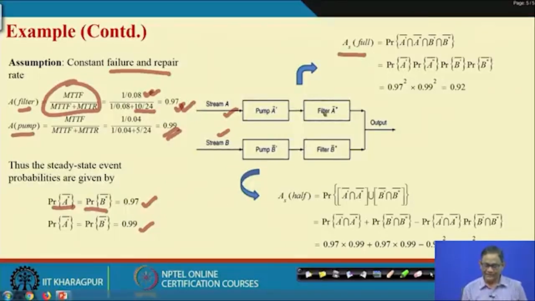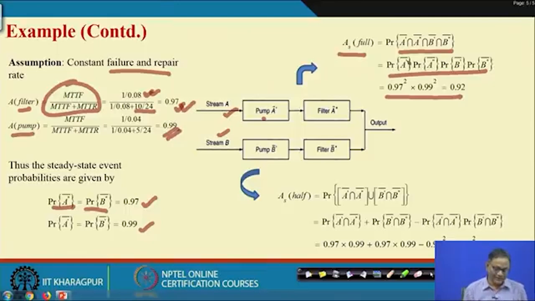So here it is in series, so pump A and filter A work simultaneously. That probability will basically come from the intersection point of view. So that means it is a situation like this: A dash bar intersection A double dash bar, intersection of this B and B double dash bar, that is written here. So A is full is the probability of this. Now you know all those events are independent, so you are multiplying all the probabilities and you are getting this.